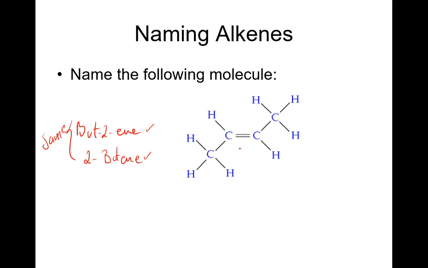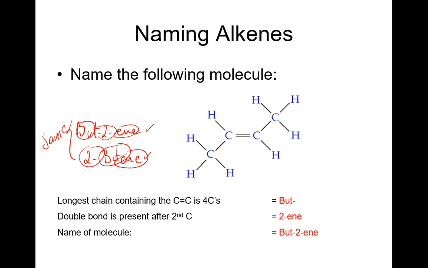So but-2-ene or 2-butene. Remember, what does it stand for? Presence of a double bond within a chain of 4 carbons after the second carbon. That's what the name means. And the same thing here. 4 carbons, there's a double bond present after the second carbon. So there it is. Longest chain, 4, but, double bond present after carbon number 2, 2-ene, and the name of the molecule therefore is but-2-ene, or as I said already, 2-butene, whatever you want to use yourself.